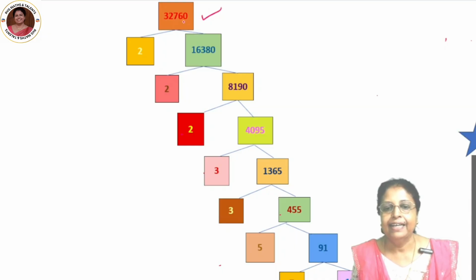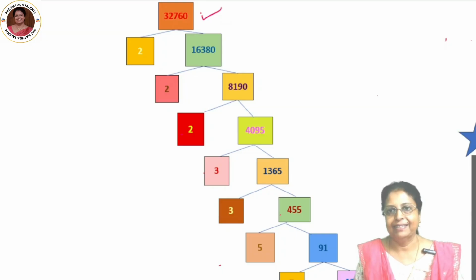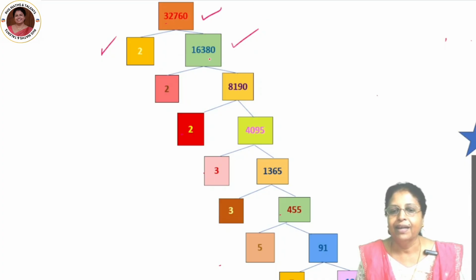Next, consider this factor tree. We are factorizing this using the factor tree method. Let us try together. 32760 is an even number. We can divide it by 2. Dividing by 2, we are getting 16380. Again, divide by 2, we are getting 8190. Again, divided by 2, we are getting 4095.